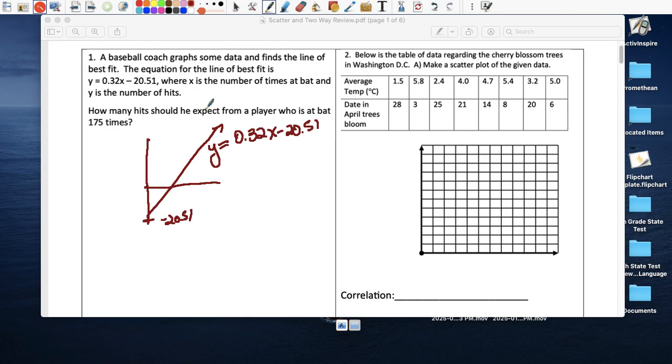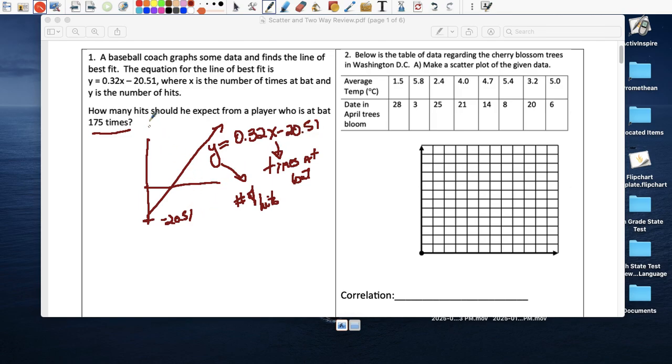Okay, so how many hits would you expect from a player who is at bat 175 times? So again, the x represents the times at bat, and this y represents the number of hits. So if you wanted to find out how many hits you're going to get, you're going to multiply it by 0.32 and then subtract 20.51.